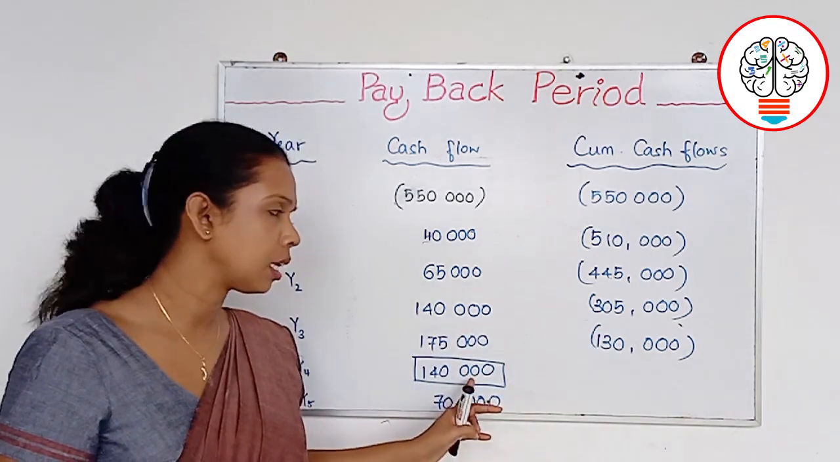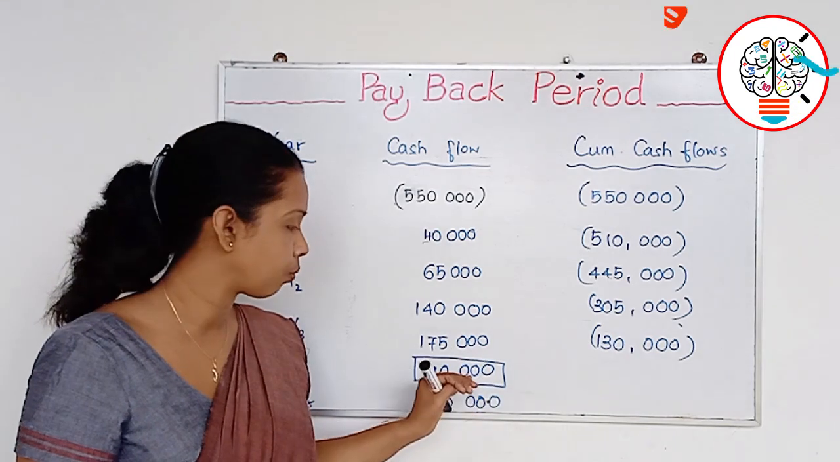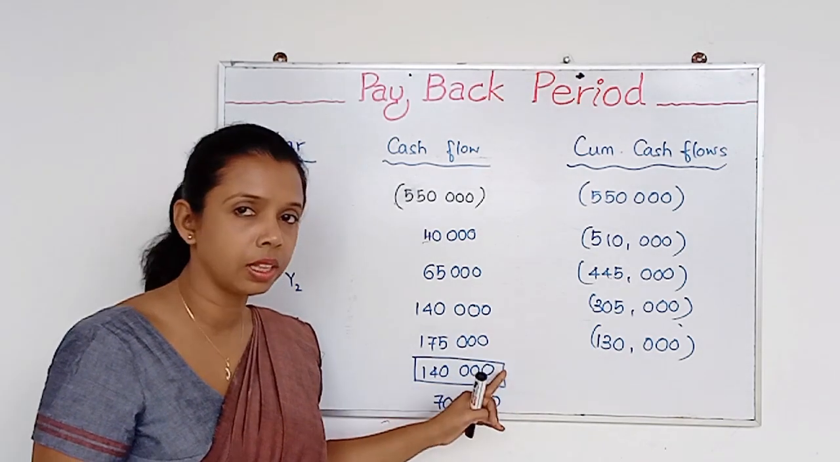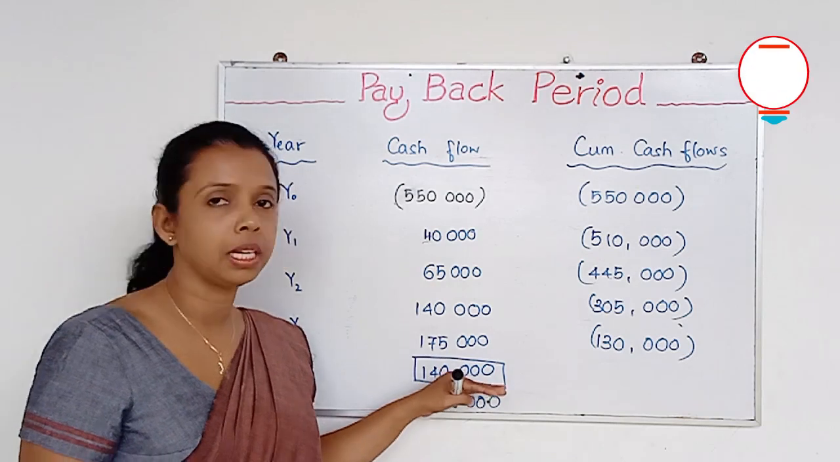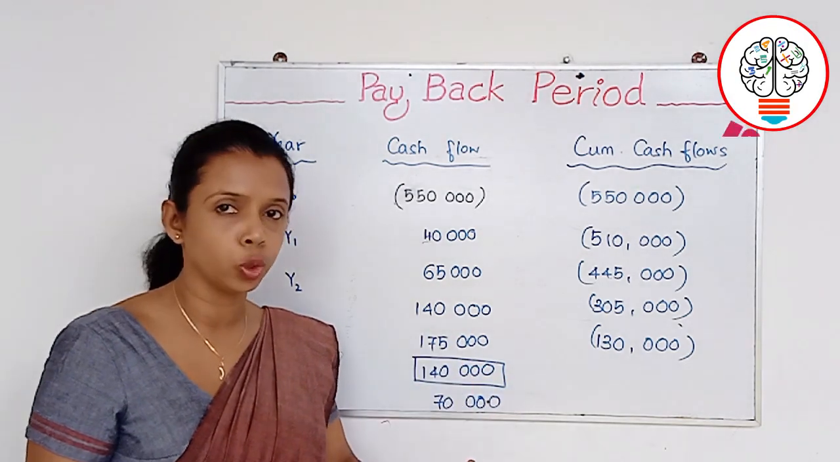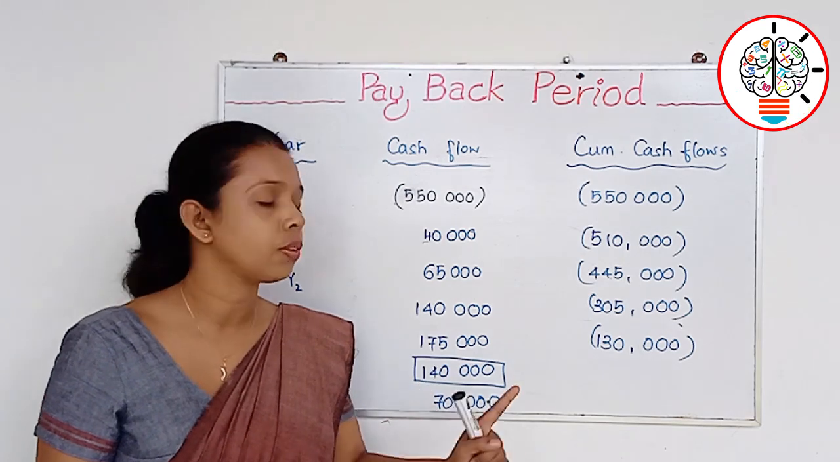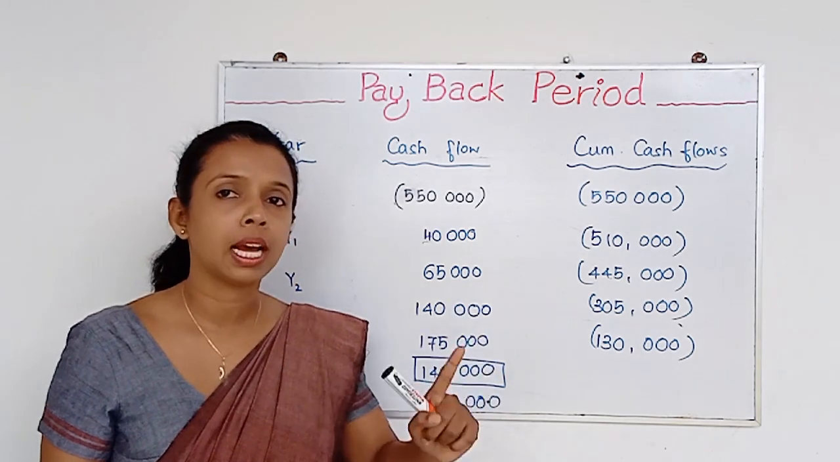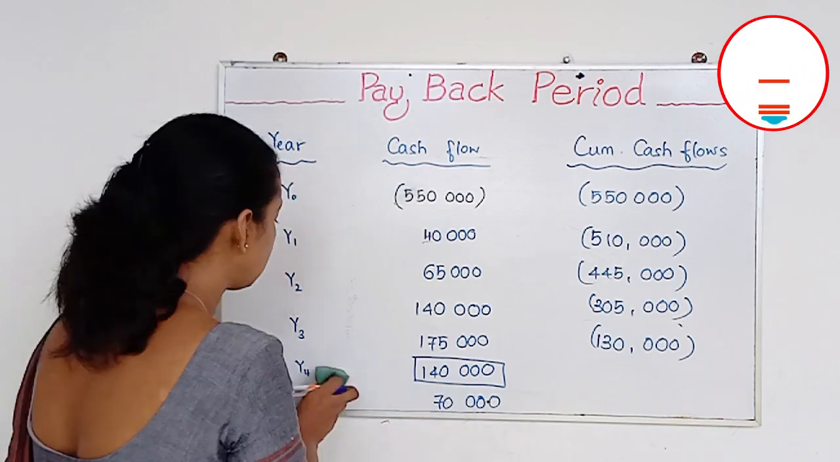Now roughly I can say during the fifth year I can recover this 130. So the payback period will be after the fourth year. Yes, it is sure. Now exactly I want to find at which point I am going to have this amount. For that, now tell me.